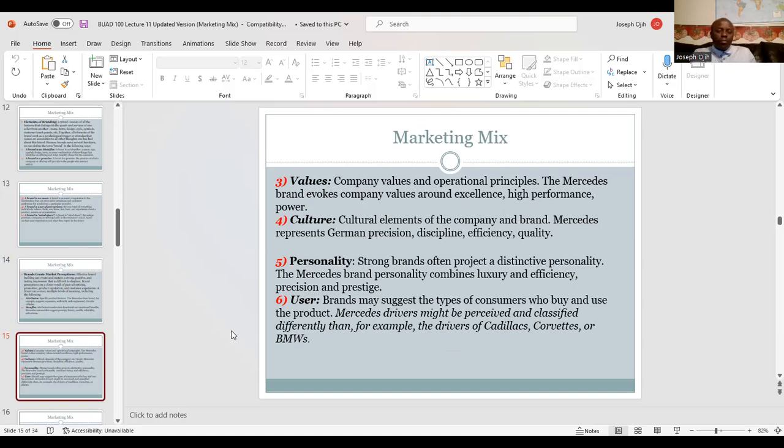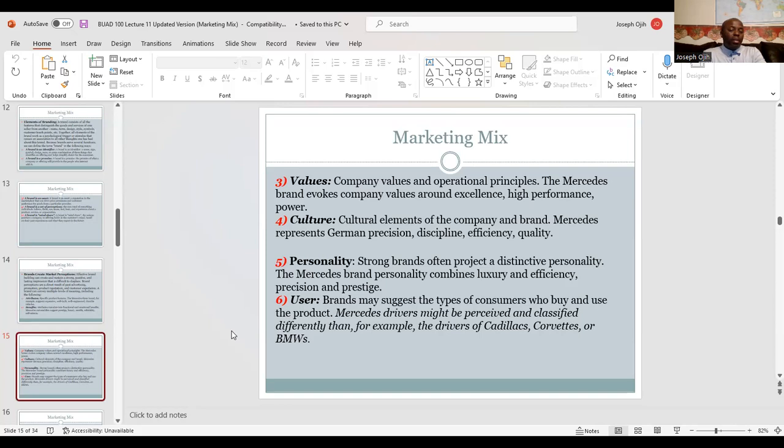So, I'll use the example again, Mercedes-Benz. It evokes company values around excellence, high performance, and power, which leads us to culture. Now, it's one of the experiences that a brand evokes: the cultural element of the company and brand. So, we have Mercedes presenting German precision, discipline, efficiency, and quality. Okay?